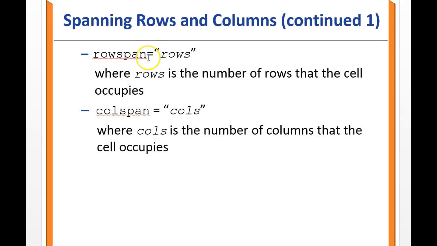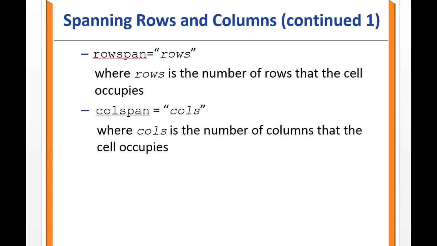So this is how we write it. rowspan equals rows, where rows is the number of rows that the cell can occupy, and for the column span you have colspan equals cols. That's the syntax for it. And then cols is the number of columns that the cell can occupy.